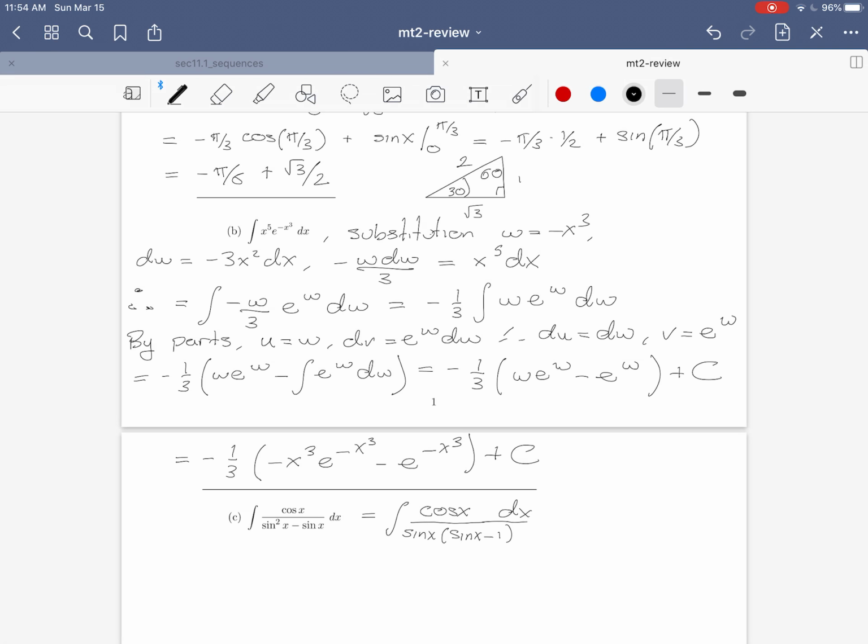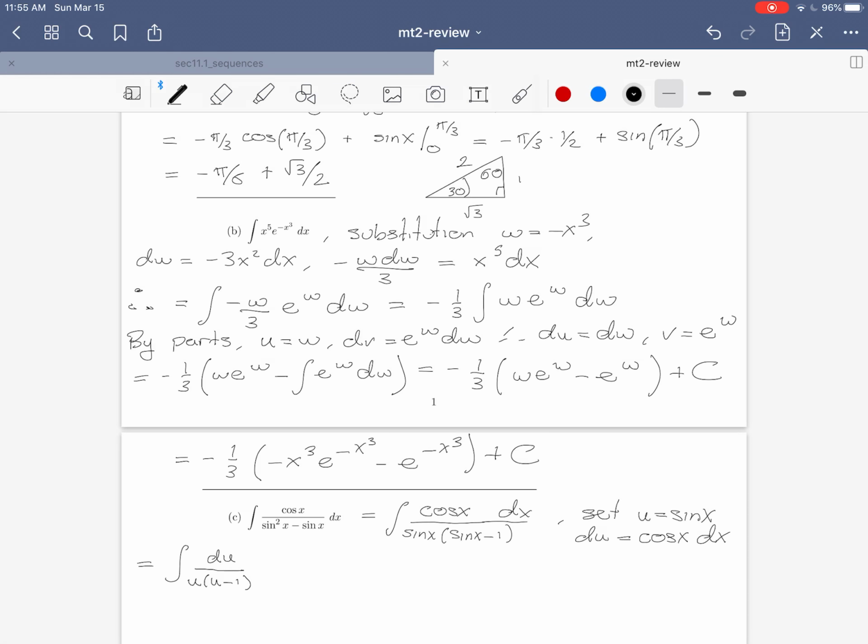And now let's do a substitution. Let's set u equals sine x. So here we're doing a trigonometric substitution. With u equals sine x, we get du is equal to cos x dx. Things are working out nicely because we have a cos x on our numerator. And indeed, once we do the substitution, this becomes the integral of 1 divided by u times u minus 1 du.